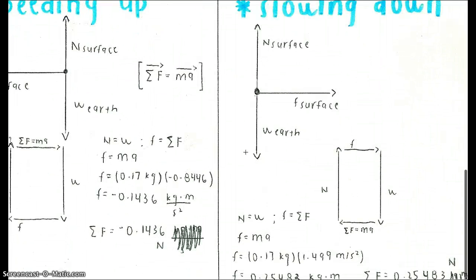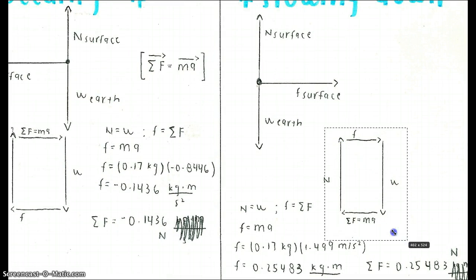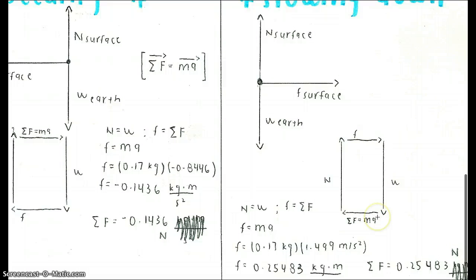When the car is slowing down, this is the force diagram. We have the weight of the earth and the normal force pushing up. And this time, since the car is slowing down, we have the friction from the surface going to the left. Over here, we have our vector diagram. This time, the friction is on top, going to the left, and down here is our sum of forces vector going to the right.